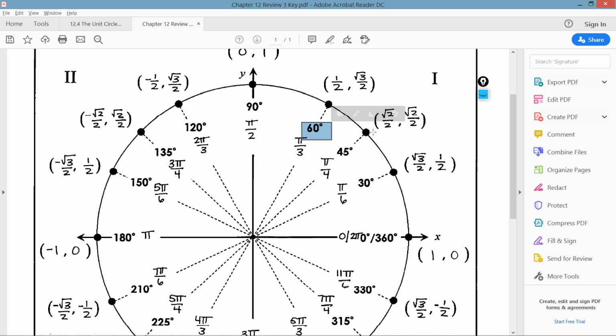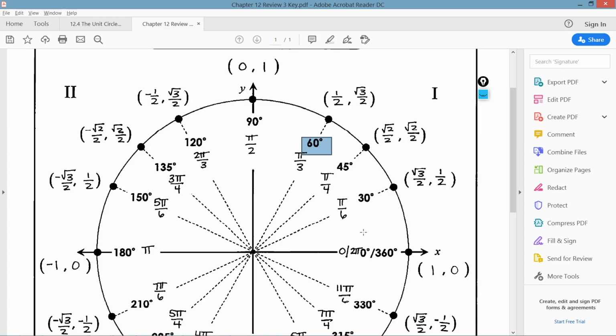Notice how I actually just tried to point at the screen with my fingers. Notice how the x and y's are just swapped. Okay? So 30 and 60 are opposites. That's not too bad, is it? So in other words, once you know 30 is root 3 over 2, comma 1/2, you actually know 60. It's 1/2, root 3 over 2.